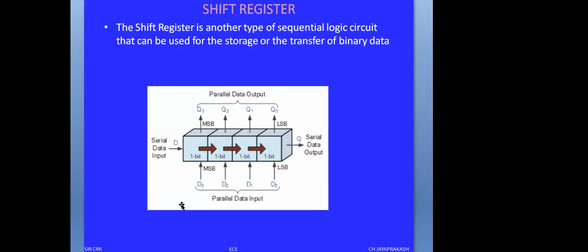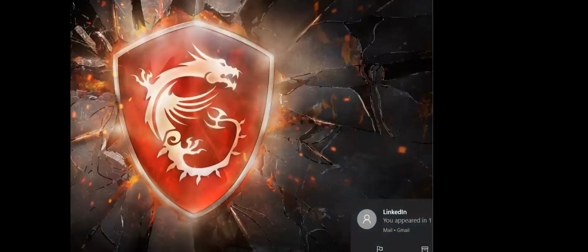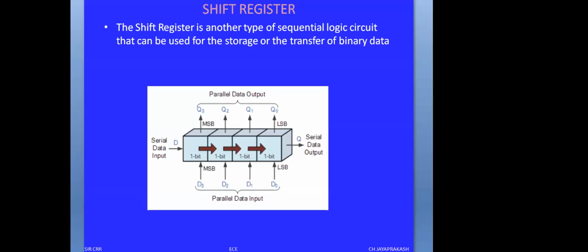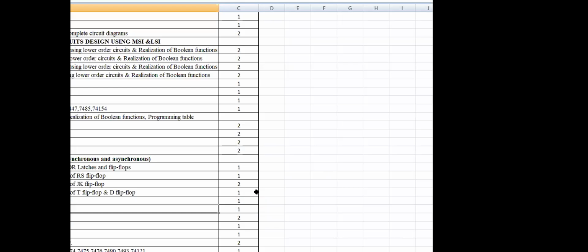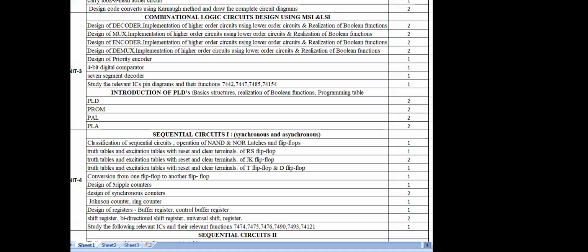Okay, the next topic we are seeing is shift registers. If you verify your syllabus, in flip-flops you have these topics. Till now we have verified the classification of sequential circuits using NAND gates, NOR gates, truth tables and excitation tables of the flip flop.